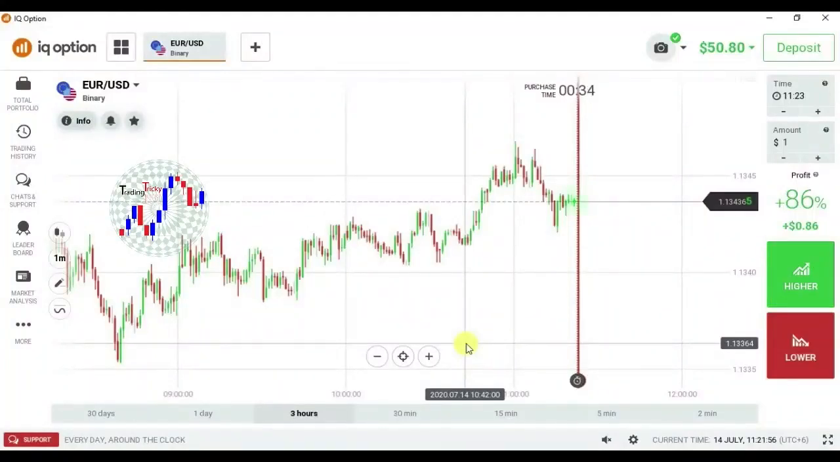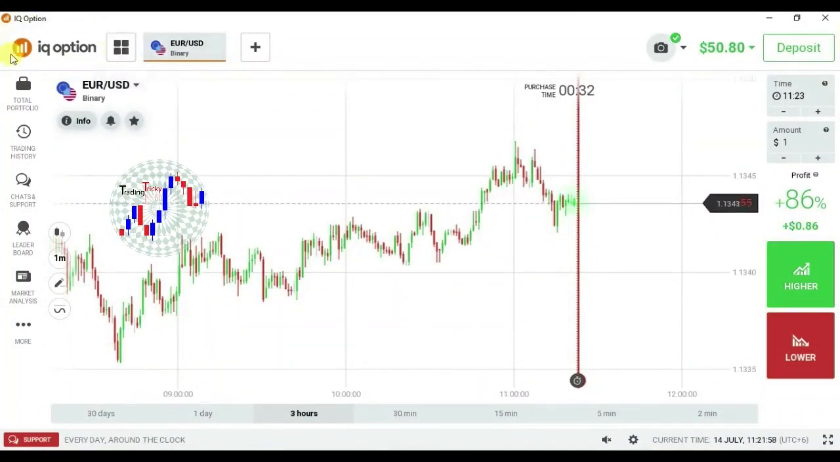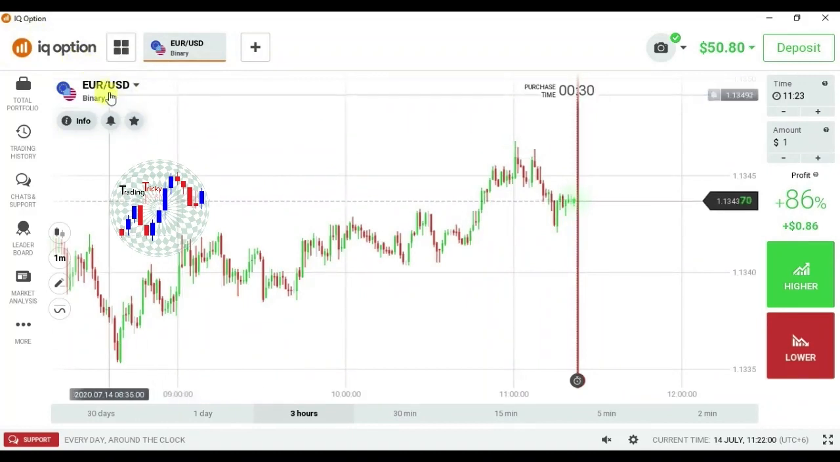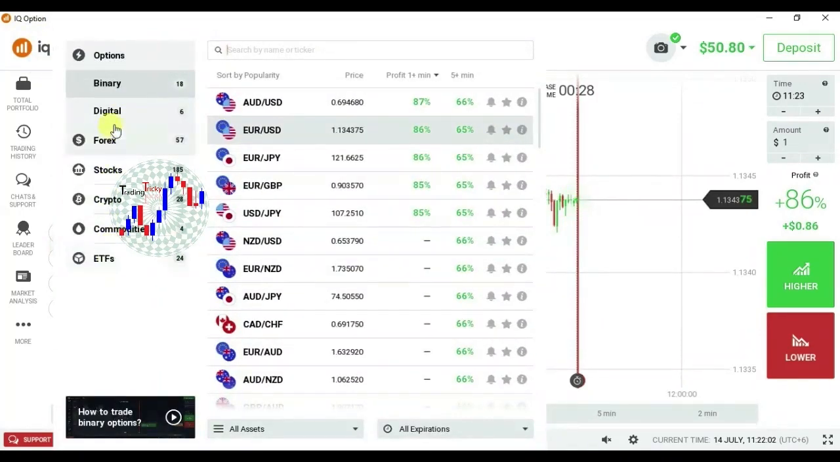So let me give you a short brief about the IQ Option platform. IQ Option has a lot of options: binary, digital, forex, stocks, crypto, commodities, ETFs.